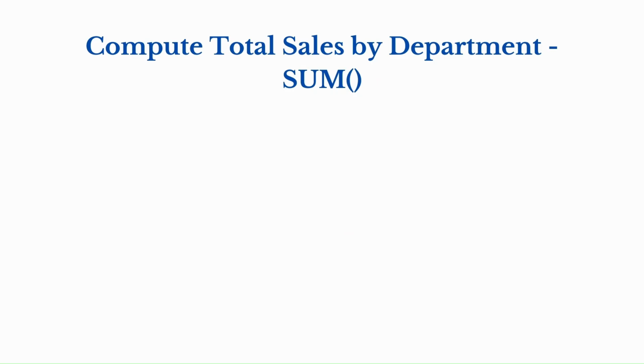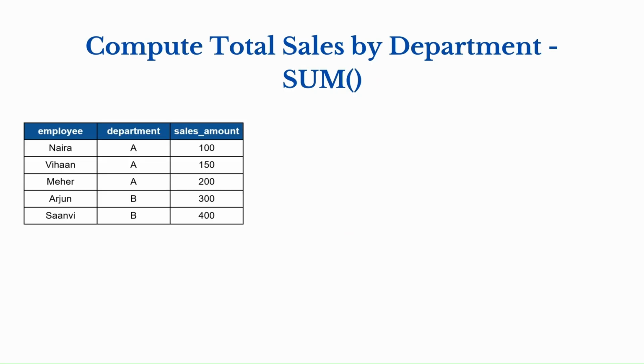So first of all, we'll take a look at the sum window function here. So here you can see in the input table, we have three columns, that is the employee, department, and the sales amount, where each row tells us how much sales an employee has made and which department the employee belongs to. Now let's say you just want to know the total sales made by each department, but you still want to keep all the individual rows.